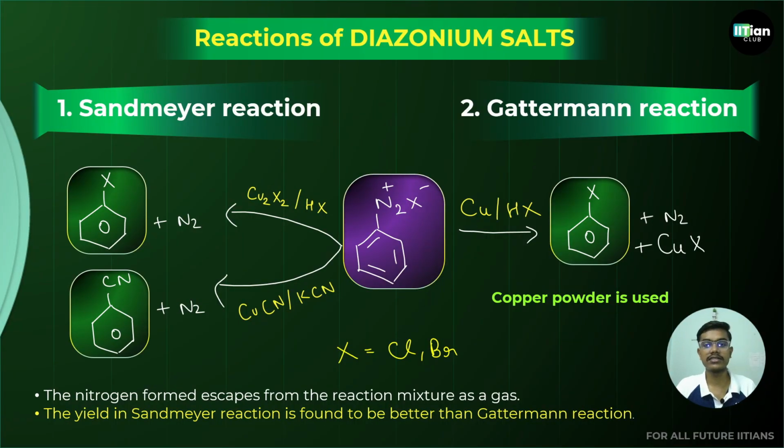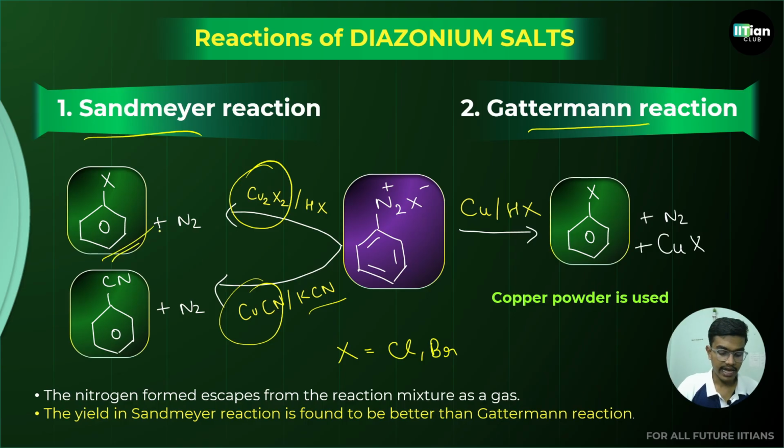Finally, you have reactions of diazonium salts. We saw this already in haloalkanes and haloarenes preparation, Sandmeyer reaction and Gattermann reaction. In Sandmeyer reaction, benzene diazonium salt, when you are reacting with Cu2X2 or CuCN in the presence of HX and KCN, you are getting haloarenes and this product. And in case of Gattermann reaction, copper powder is used and we are getting haloarene.